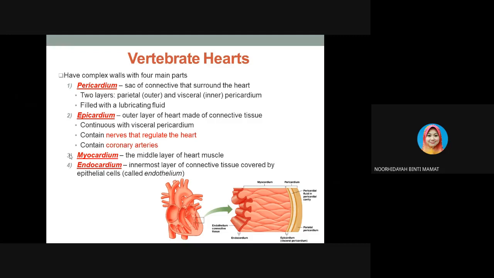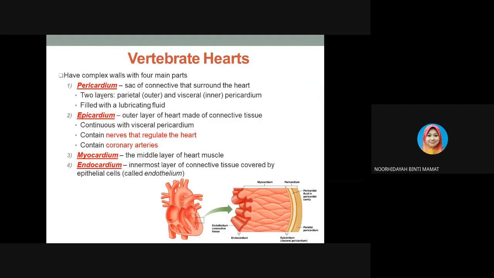So the vertebrate heart has complex walls with four main parts. The first one is the pericardium. We also have the epicardium, myocardium, and endocardium. All right, as you can see from this figure. So for the pericardium, a pericardium is a sac that surrounds the heart.